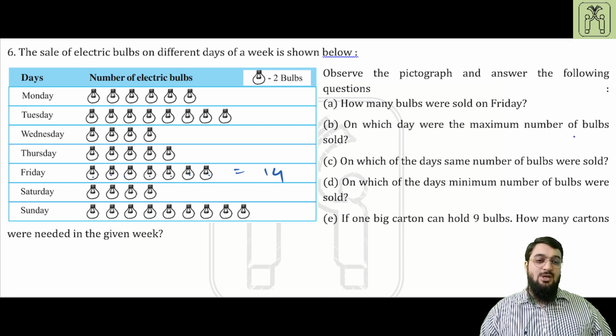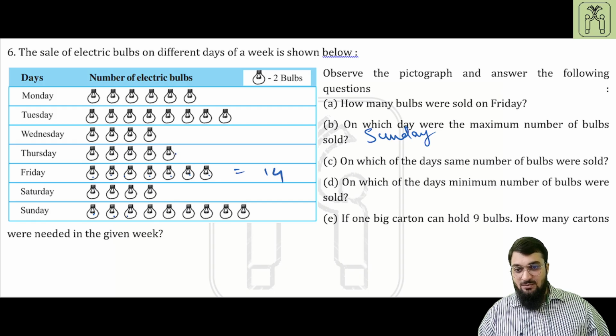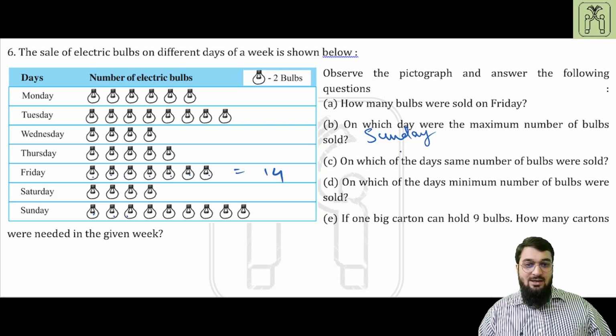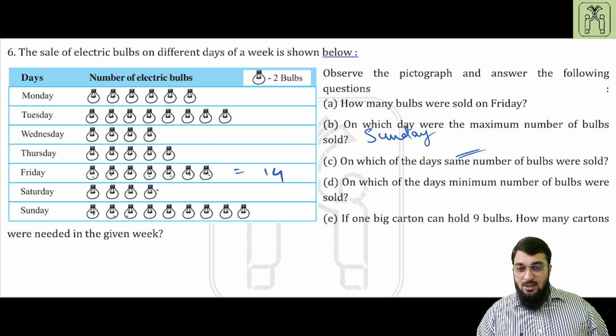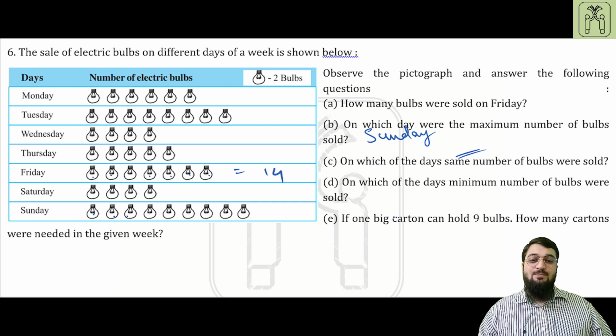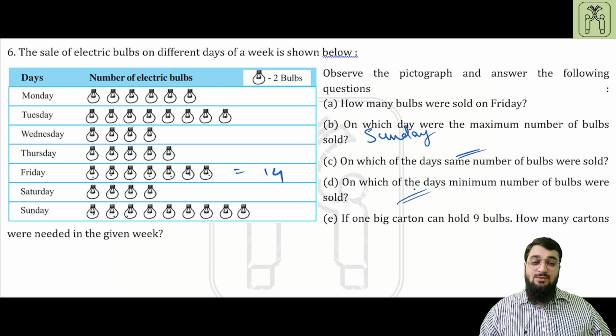On which day were the maximum number of bulbs sold? So maximum is this one. 1, 2, 3. That is Sunday. So the answer is Sunday. No need to calculate. Part C, on which of the days same number of bulbs were sold? Let us see the pictograph. Yes, Wednesday and Saturday. Part D, on which days the minimum number of bulbs were sold? Minimum are also the same, Wednesday and Saturday. So part C and part D will have the same answer.